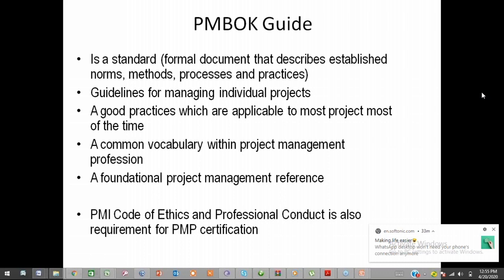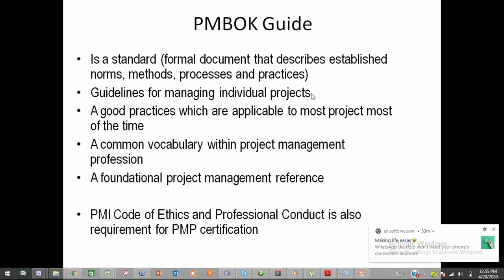So let's look at the guideline. The second is a guideline for managing individual projects. Remember, we have not really given you a detailed definition of project management. We are only looking at it from a periscopic view now. So the PMBOK Guide gives you a guideline for managing individual projects.